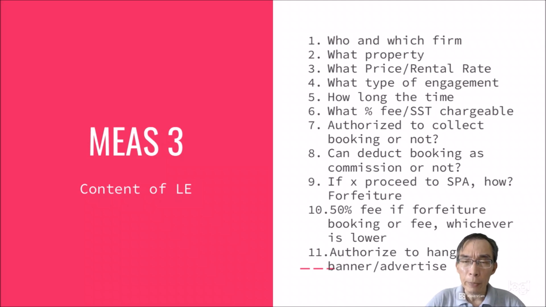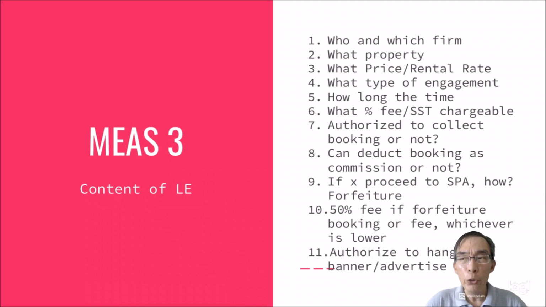So what percentage fee, SST chargeable, all this should be mentioned in the letter of engagement. Of course, the agency will also have to say that the agency can deduct the professional fee from the earnest deposit collected. So this one needs to be specified inside the letter of engagement.